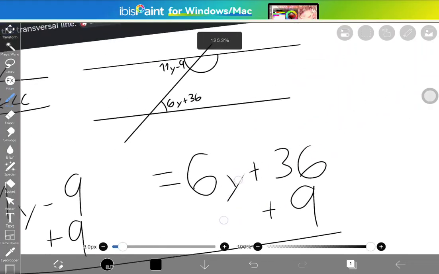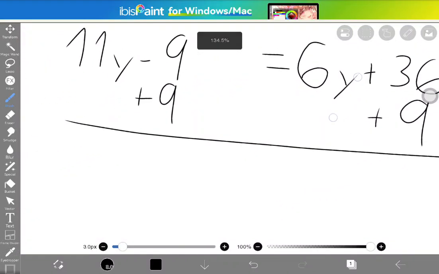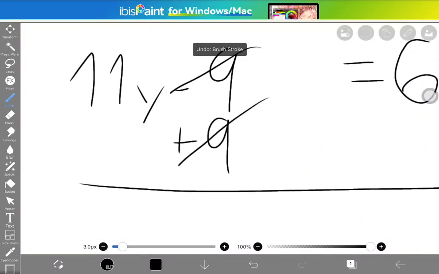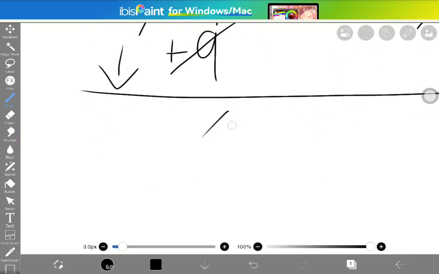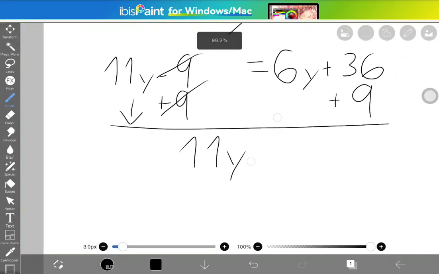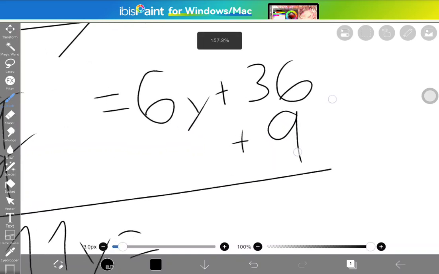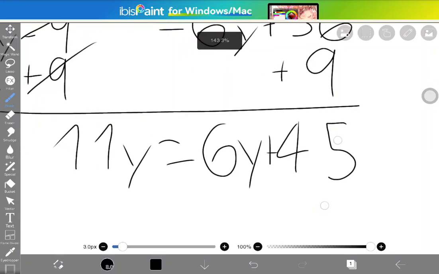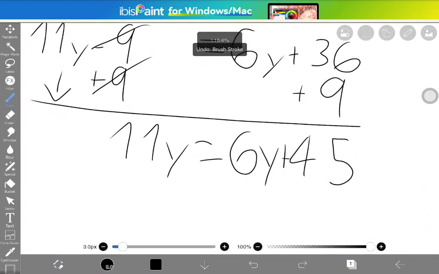So let's do this. Addition property of equality, reverse -9 becomes +9. So these cancel out. You bring down 11y, put an equal sign. 36 plus 9 is 45. So now we get 11y equals 6y plus 45.